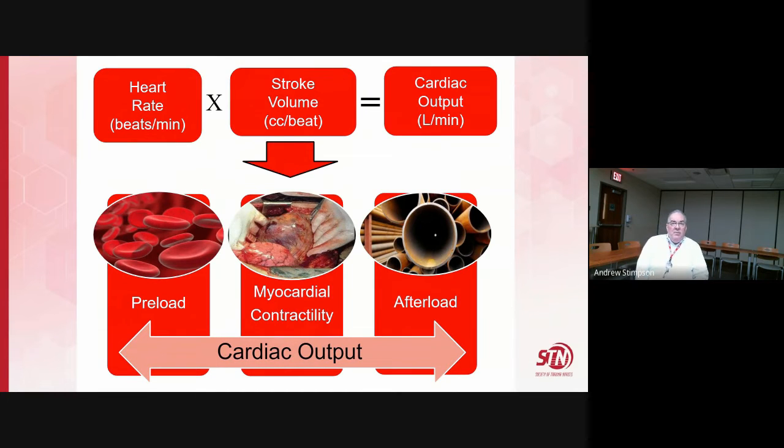A few things to remember when we talk about cardiac output. Your cardiac output is your heart rate times your stroke volume. So again, it's beats per minute, heart rate. Stroke volume is volume per beat, and that gives you liters per minute. Cardiac output has 3 contributing factors. One is your preload, the next one is myocardial contractility, and the third one is afterload.